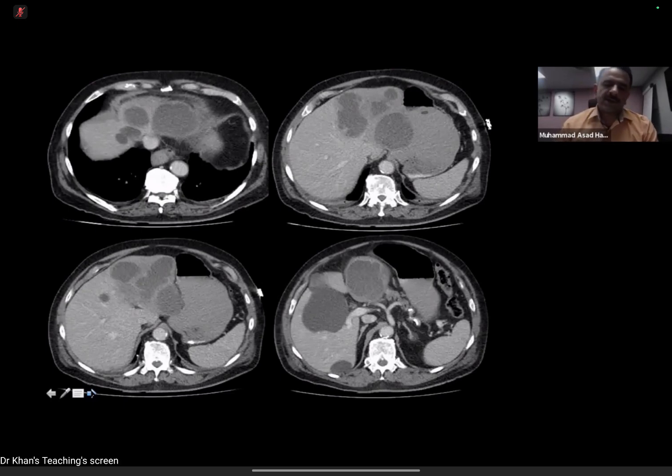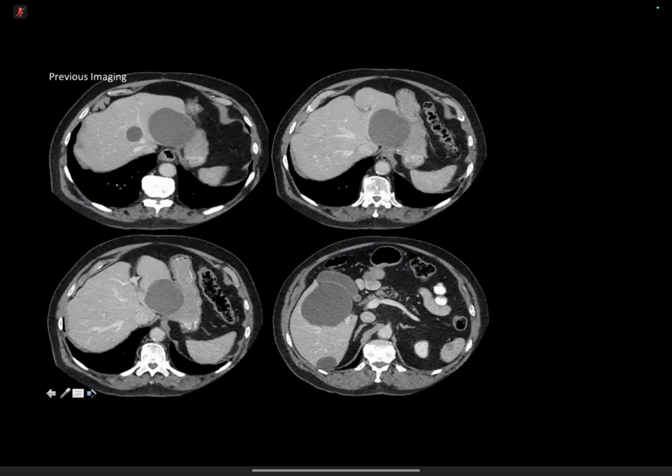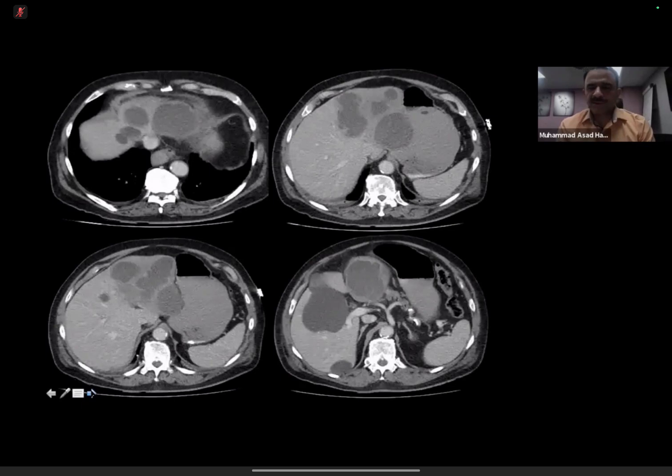But you can also ask the examiner whether there was any previous imaging. So here is some previous imaging. Have a look at this. Okay. And now this is the current imaging. So what would be your differential?